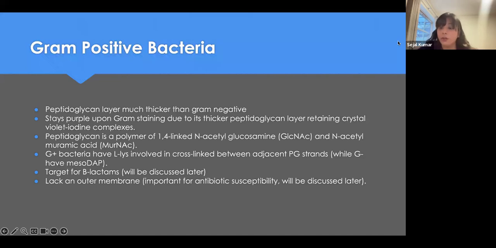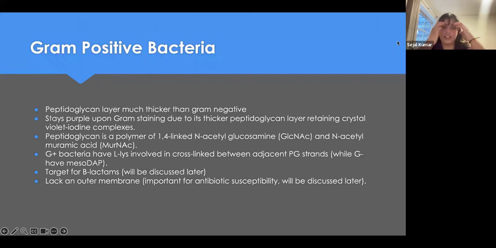Basically, peptidoglycan is a polymer. It's made up of one 4-linked N-acetyl glucosamine and N-acetyl muramic acid. So those are two components that make it up. And another difference between gram-positive and gram-negative bacteria, which I feel is a small difference but people forget it quite often, is that the amino acids involved in the cross-linking between the peptidoglycan strands in the cell wall are different. So gram-positive bacteria use L-lysine as the amino acid involved in the cross-linking, whereas gram-negative have mesoDAP.